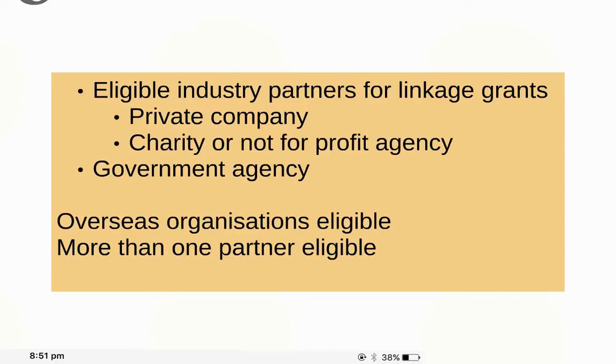Potential partners do not just include commercial organisations. Eligible industry partners for ARC linkage grants are private companies, charities or not-for-profit agencies, and also government agencies. And you can see there that you're eligible to find an overseas organisation, and you can also have more than one partner.